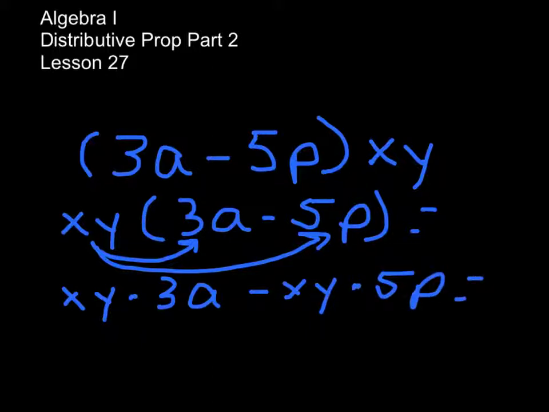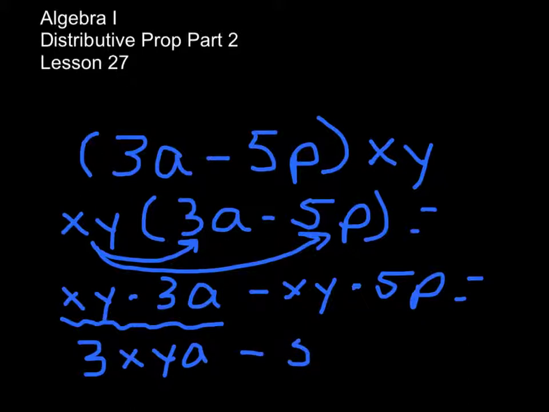Now I simplify it and I do my multiplication. So this is all multiplication. I put the number in front and then I have x, y, a, because x times y times a is x, y, a. Now it doesn't matter the order that you write the letters. I could have 3 y, a, x, minus, and then 5, put the number in front, times x, y, p. And I'm done because these two terms, the 3xya and the 5xyp, are unlike terms. I can't add or subtract them.